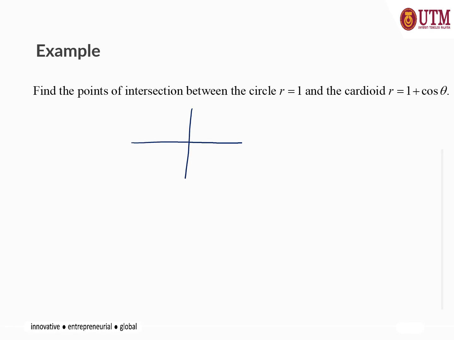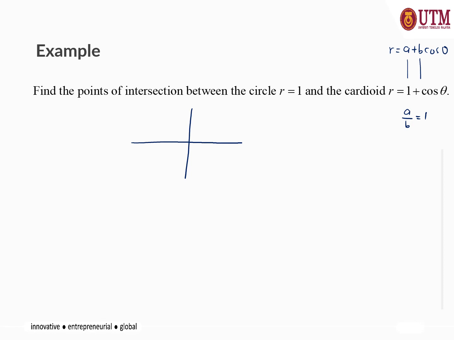and why is it a cardioid? Because you can see in the general equation, r equals a plus b cos theta, here our a is equal to 1 and b is equal to 1. So a over b would be equal to 1. That is why it is a cardioid.